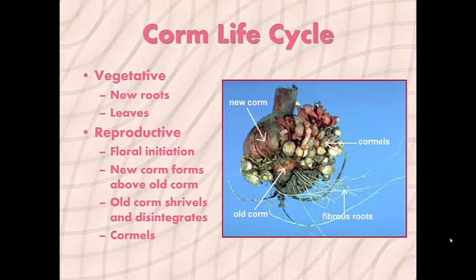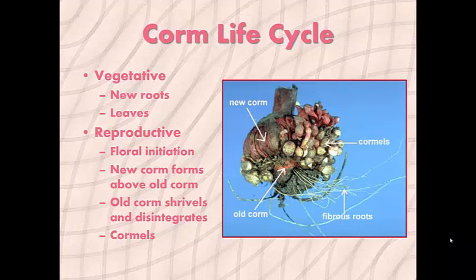So again, this just goes through the life cycle of the corm. During the vegetative stage, it's going to form new roots and leaves. In the reproductive stage, it's going to initiate that flower bud, it's going to flower, and then after flowering, the old corm shrivels up and the new corm forms on top of it. And any mini corms or cormels form. Basically, the cormels are going to form in between the old and the new corm. So you can see a photo of that here.